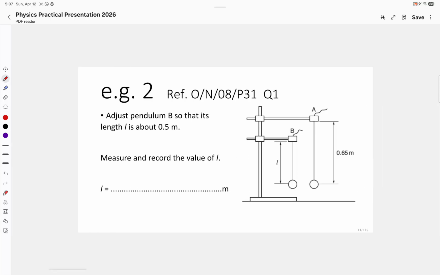Look at another question. You have to find the length of a pendulum. This is a reference from October-November 2008, paper 31. Again, a pendulum is there, and they are expecting a value of L in the range of 0.5 meter. This is the space where you are going to write the answer, and look here, the unit is already given.